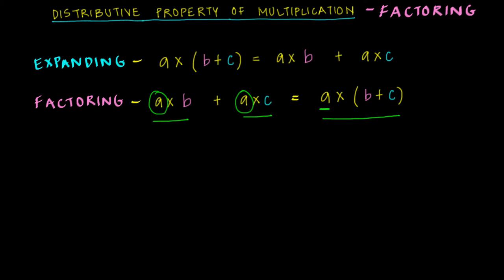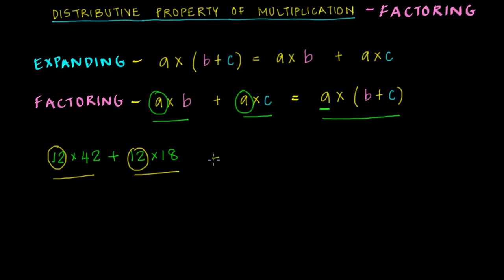Let's see why we need to learn about factoring by solving a problem. So how much is 12 times 42 plus 12 times 18? We can solve this problem by doing 12 times 42 and 12 times 18 and then adding the two numbers. But we can also take a shortcut and use the factoring form of the distributive property of multiplication, because we find that there is a common factor. We have 12 that's common to both of these.